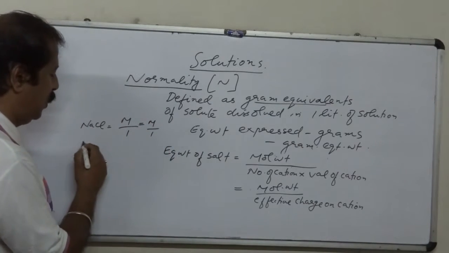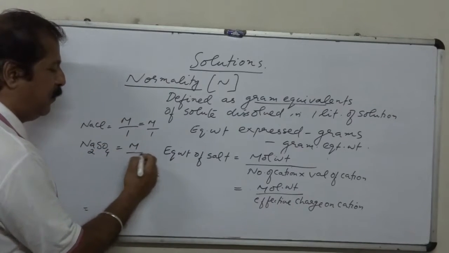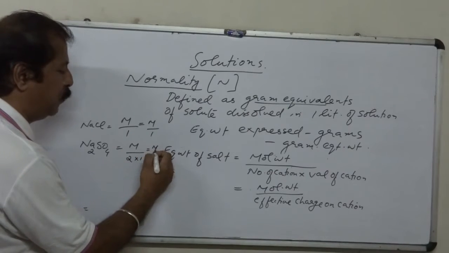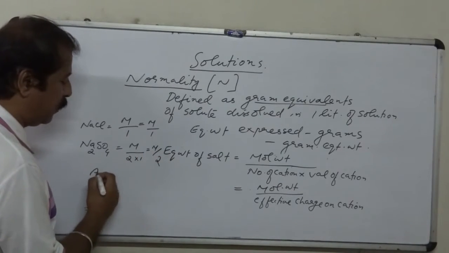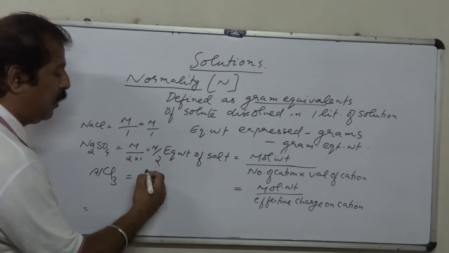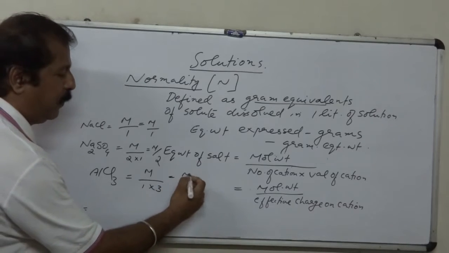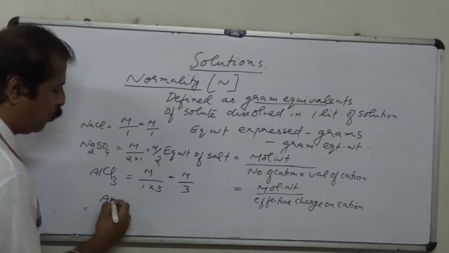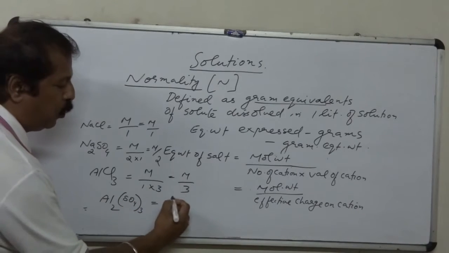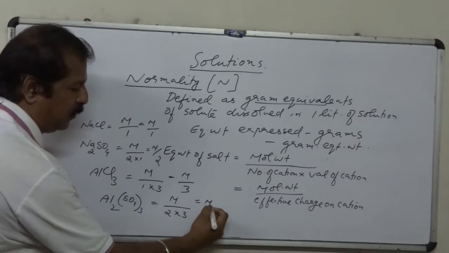Na2SO4, molecular weight M divided by number of cations 2 into 1, so that is M by 2. Equivalent weight of AlCl3: molecular weight M divided by number of aluminum 1, but the valency is 3, so M by 3. Al2(SO4)3, aluminum sulfate: M divided by 2 into 3, so that is M by 6.